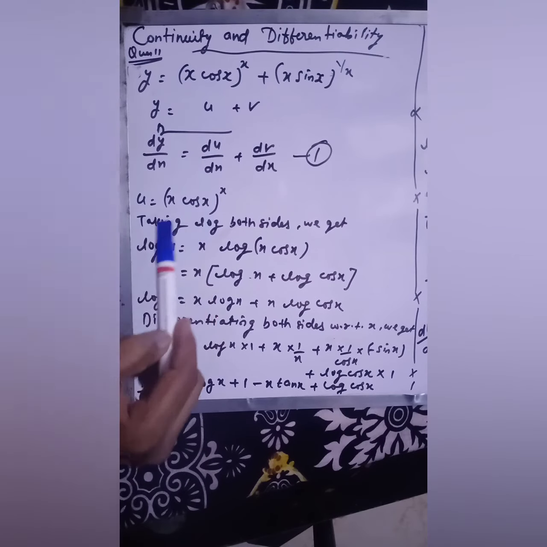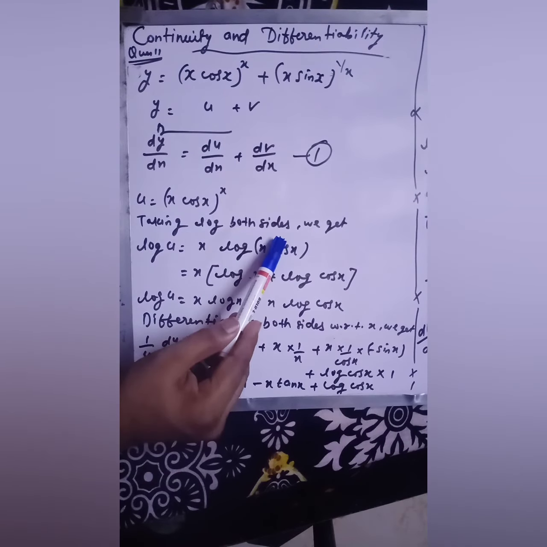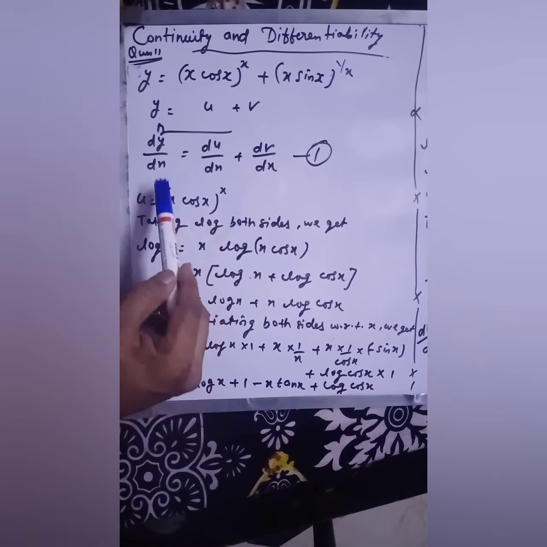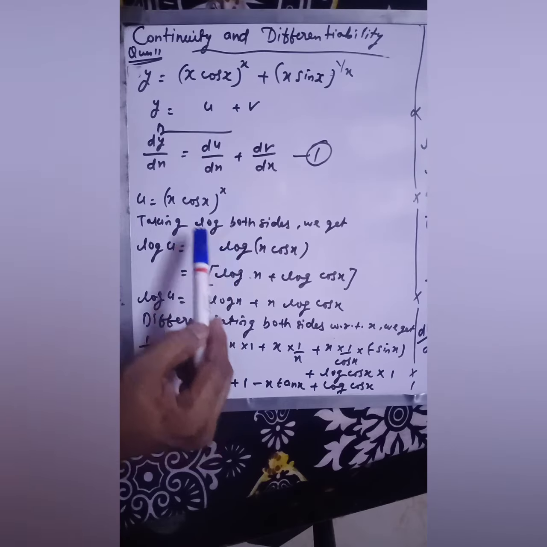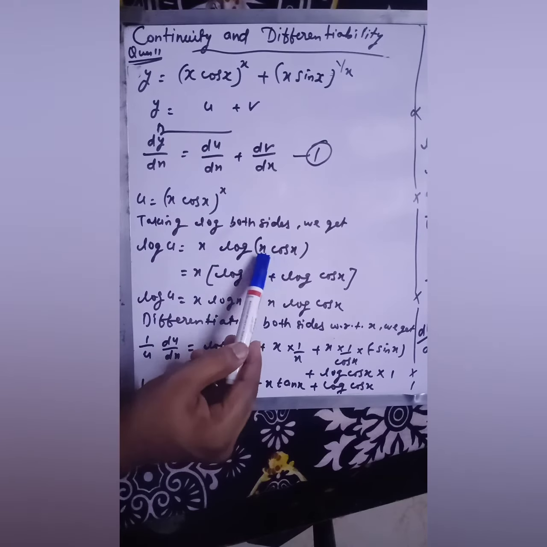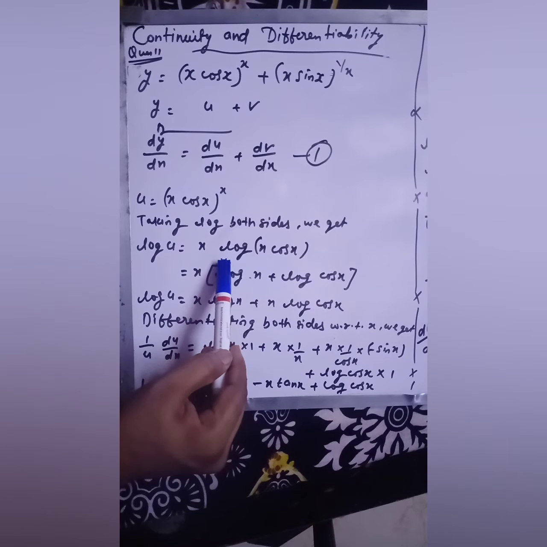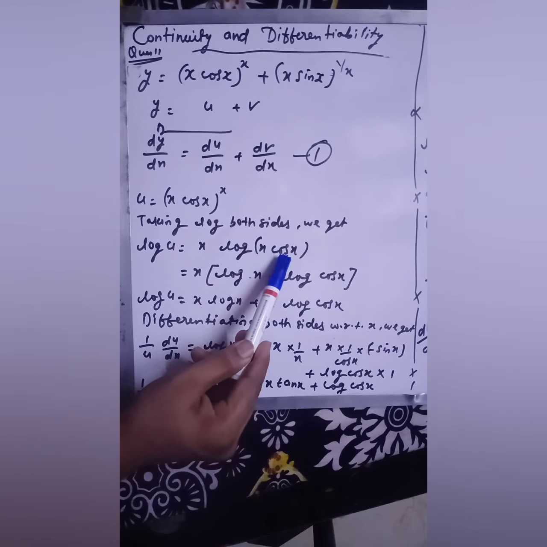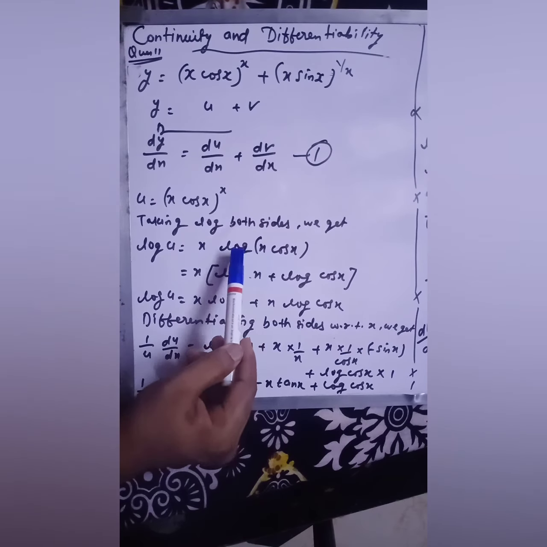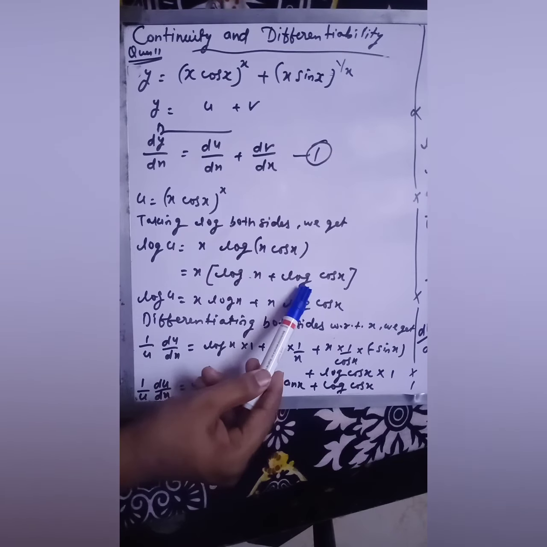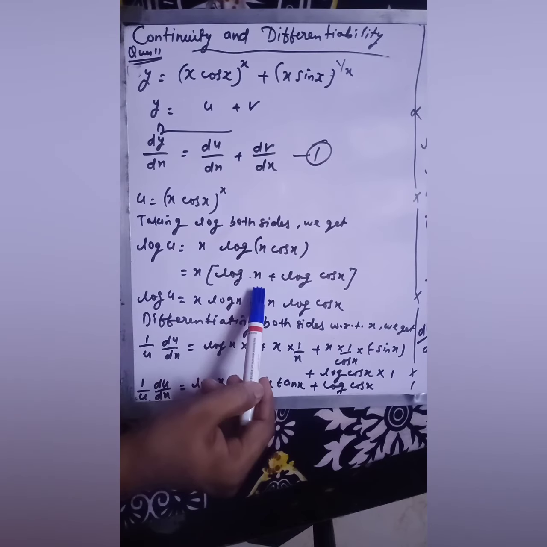Okay. So I'm taking log on both sides. So if you take log, the power will come first. So this will be log u, and it will be x log of (x cos x). As you know, if there is a log and two functions are multiplied, we can write it like this, that is x will remain the same, log x plus log cos x, like this. So we can write like this.